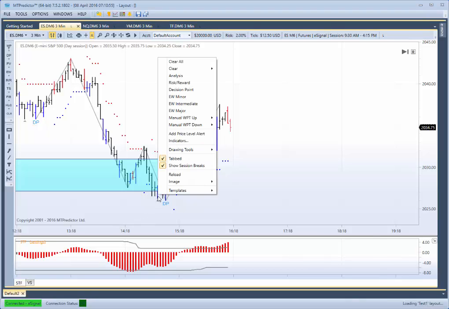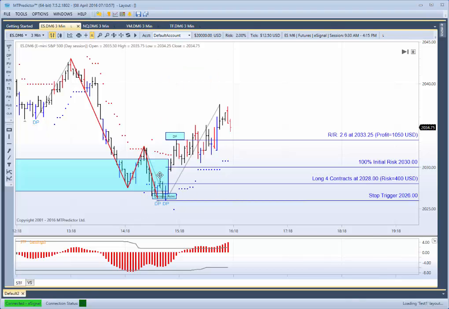So let's right mouse click over this first buy setup, place the analysis on. You can see you'd have been taken in long for 4 contracts. That's our position sizing. Again, 2% risk on a sample $20,000 account. Just taken in and then stopped out.